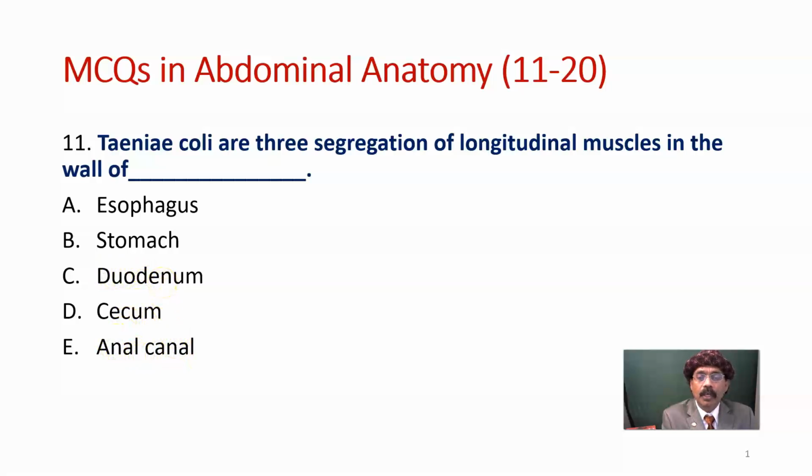It begins from the base of the appendix, the vermiform appendix. It is present in the cecum, ascending colon, transverse colon, descending colon, up to the sigmoid colon. So these are not present in esophagus, stomach, duodenum, anal canal. Answer should be cecum. Here we'll get the Taeniae coli. We have three Taeniae coli. These are the thickening of the longitudinal muscle in the wall of the large intestine.